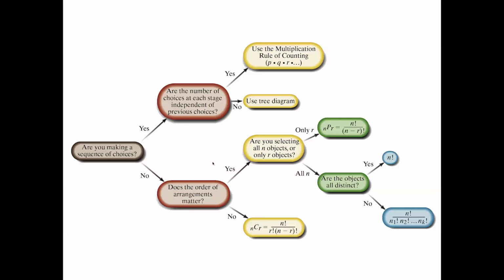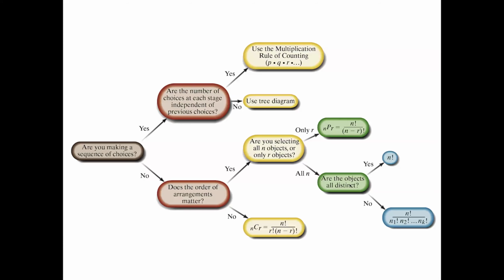So, does the order of arrangements matter? Well, no, we know this already. If order doesn't matter, we can use the combinations formula. If it does matter, we have to ask this: are you selecting all n objects or only r objects? If you're choosing from the whole group of n, then we have to get to n distinct, which we didn't do in this problem here. So we don't have to worry about this. I should have put an arrow through this. We didn't do this problem, but we did do this problem.